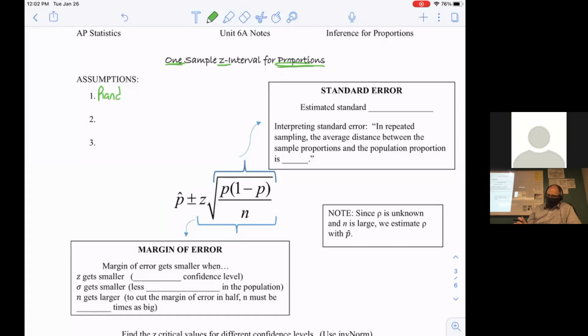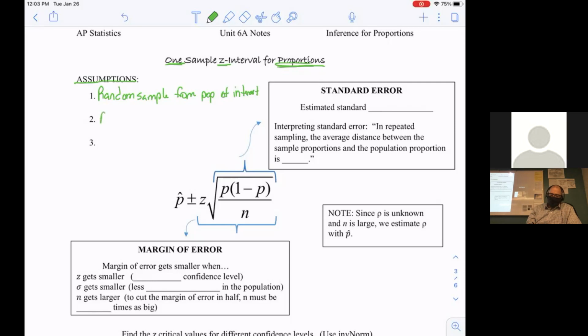Okay, so obviously, again, this is going over the assumptions that we have to make on every inference problem. Number one is going to be a random sample from the population of interest. There is one other variation to that, and that would be if we were doing an experiment instead, then it would be random assignment, okay? But most of the time it's going to be a random sample.